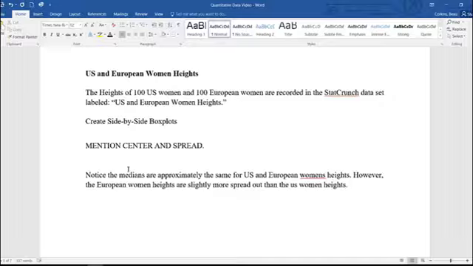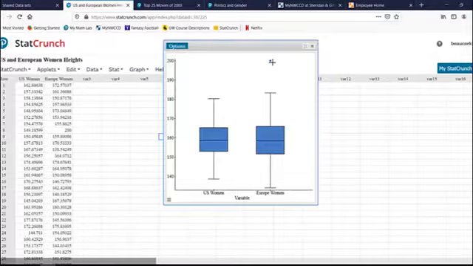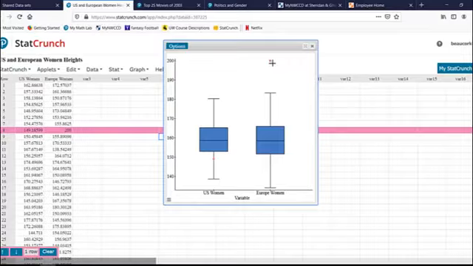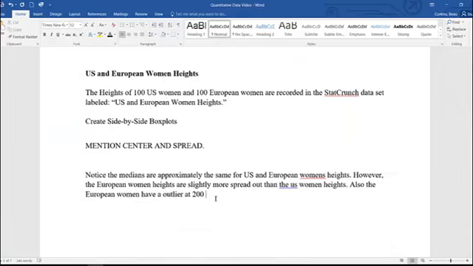All right, so again, it's just comparing center and spread, and then also the European women have an outlier at, I think it was about 200 centimeters. So mention the center, mention the spread. All right, they're about the same. They're a little bit wider here.